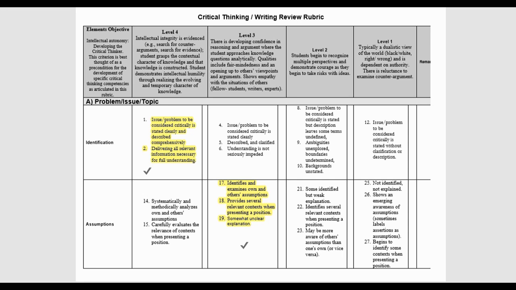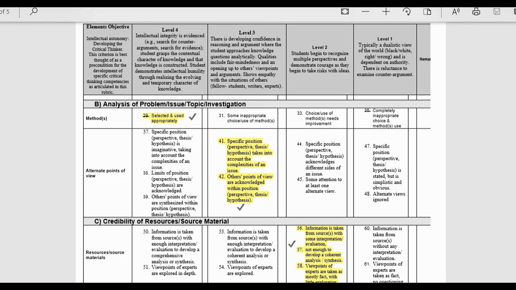The next part is on the assumptions, and I think I gave myself a 3 on this one. The reason is just because I don't believe I went as clear as to what some of my assumptions were, and in providing enough other outside sources to present in this paper. So in future critiques, I think I will try to bring other relevant context into presenting a position on this topic. Next part in the rubric deals with the analysis of the problem and the issue at hand.